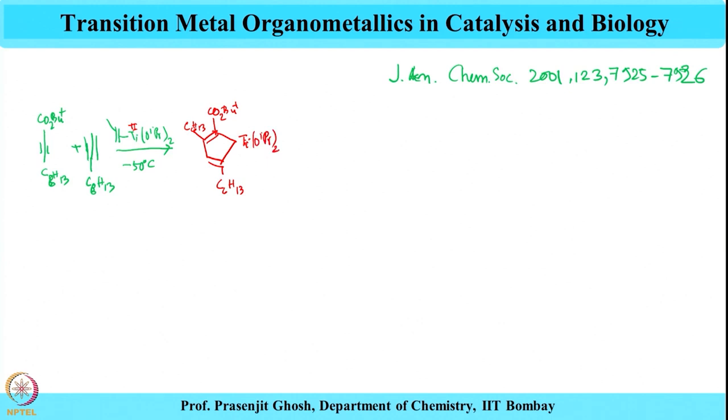So here that reacts with the third acetylene at minus 50 degrees centigrade, and then the reaction is at room temperature to give this aromatic 6-membered ring.